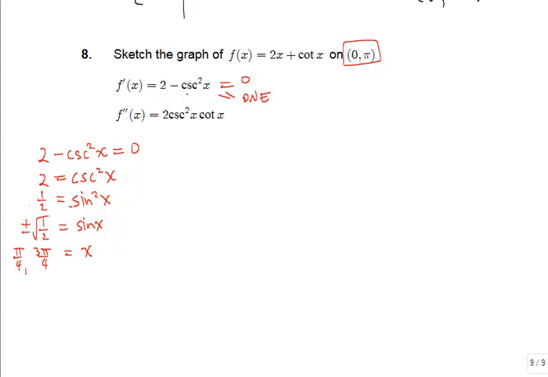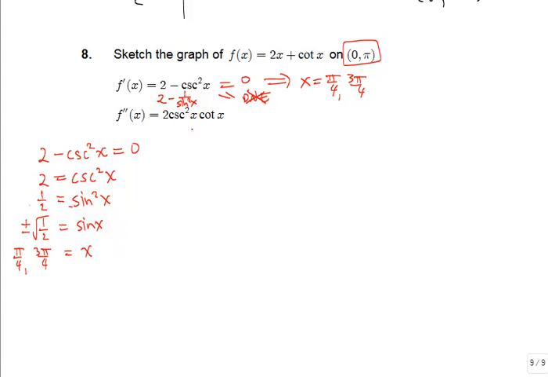Now it is possible that this could become undefined because cosecant is 1 over sine squared. So this is like 2 minus 1 over sine squared of x, and sine of x does become 0 at 0 and pi, but fortunately we are not including those in our interval, so this actually doesn't happen because we are not allowing that to happen on this interval 0 to pi. So we don't have to worry about the undefined case, but we do have critical numbers at pi over 4 and 3 pi over 4.